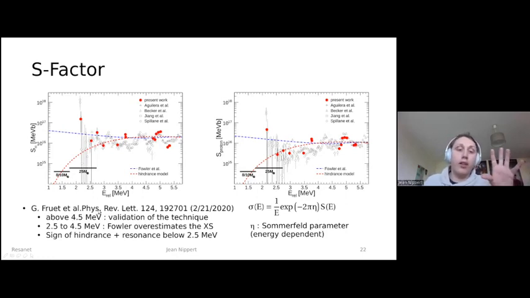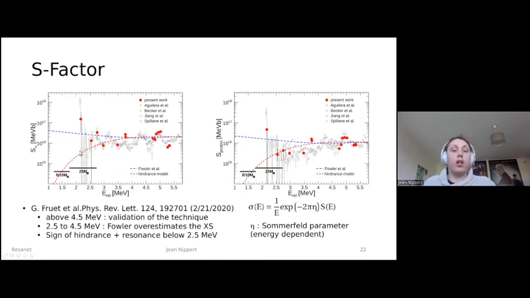We have three principal regions. Above 4.5 MeV, we basically validate the coincidence technique. Between 2.5 and 4.5, we basically see that the Fowler model overestimates the cross section almost all the time. And below 2.5 MeV, we have signs of hindrance plus resonances at around 2.1 MeV.